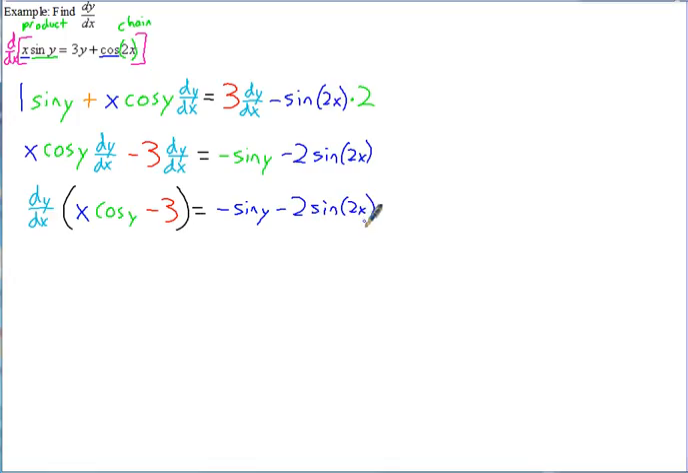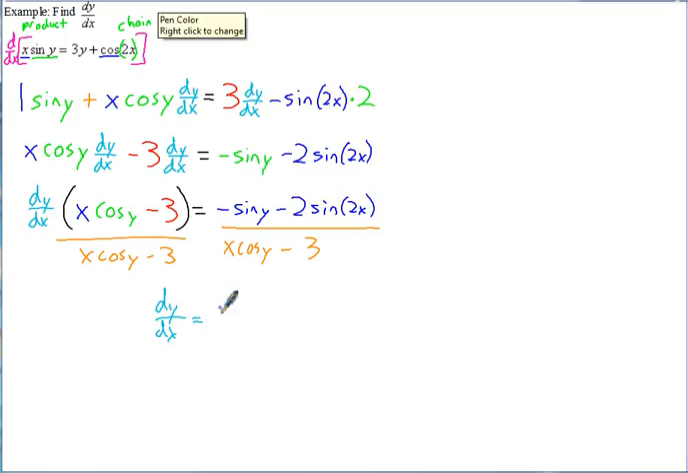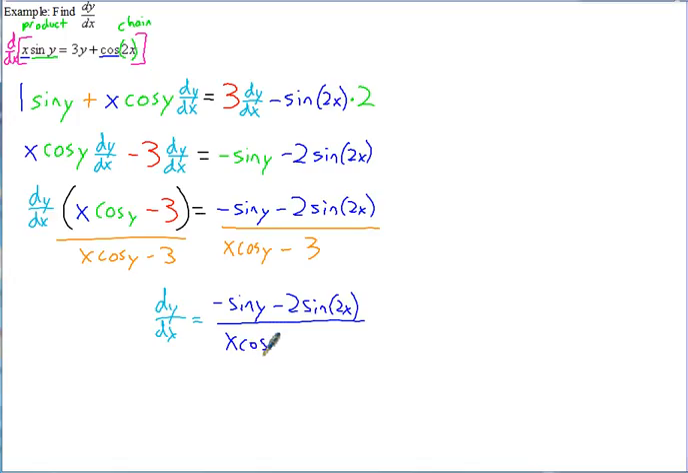And then finally, to isolate the dy dx, you can see we can just divide by what it's multiplied by. Divide by this x cosine of y minus 3. And then to balance it out, you've got to divide the other side by x cosine of y minus 3. So our derivative, dy dx, would be negative sine of y minus 2 sine of 2x divided by x cosine of y minus 3.